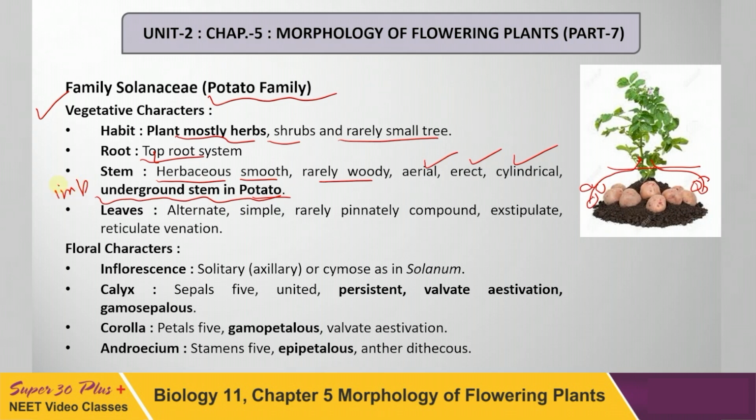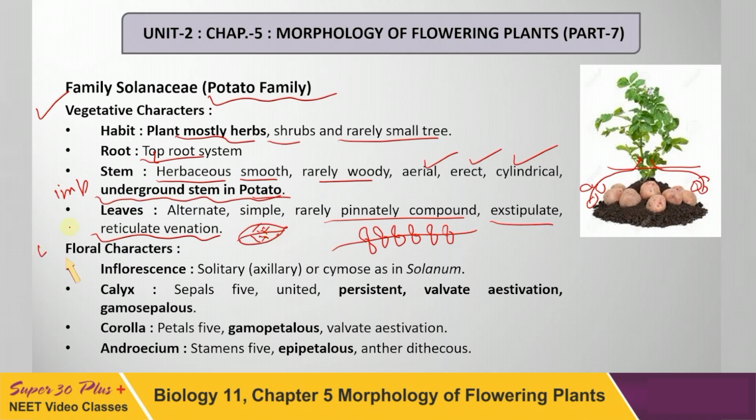The leaves are alternate and simple like this, but in some cases, as in case of tomato, as in case of potato also, the leaf is pinnately compound. You know the meaning of pinnately compound leaf, that is the leaf lamina will be divided into leaflets. It is exstipulate, and because this family is of dicot, the venation is reticulate. You know the meaning of reticulate venation, the veins make a net-like structure.